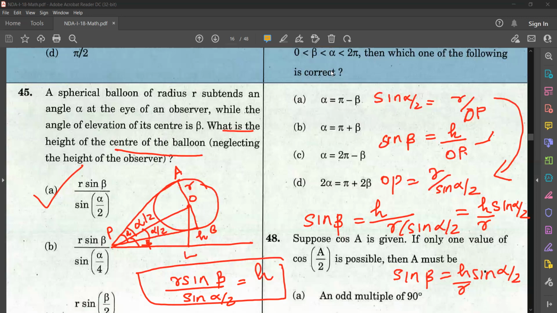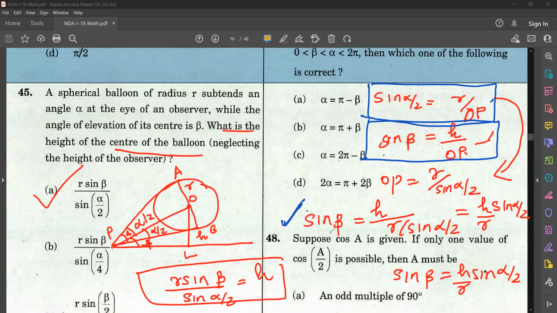So we just did a few steps. First, we wrote what is sine alpha by 2. Then we wrote sine beta. Then we took OP from the first equation and substituted that in the second equation. Then we found out H. H is what they are asking you to find, the height of the center.